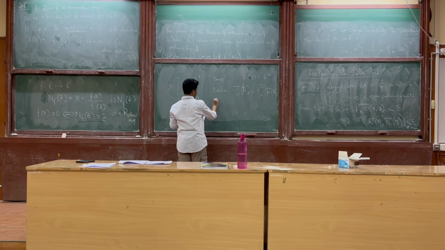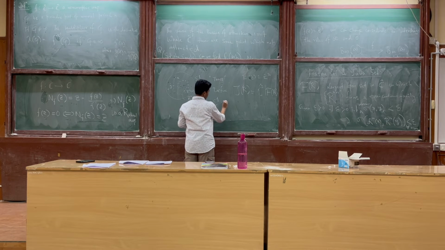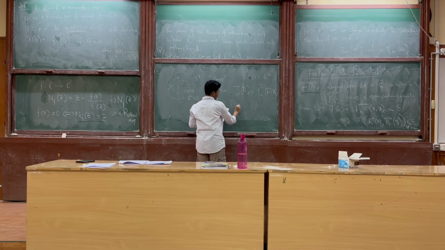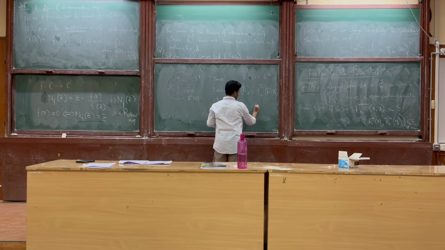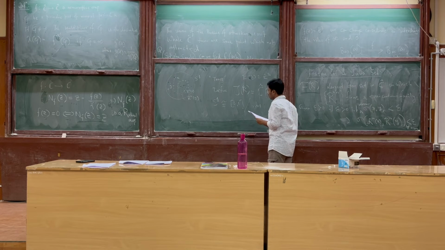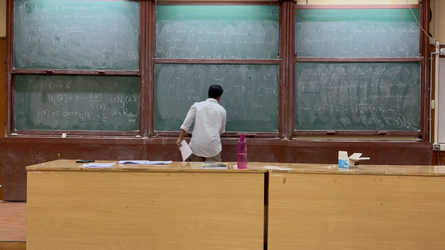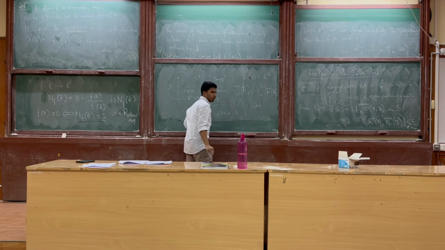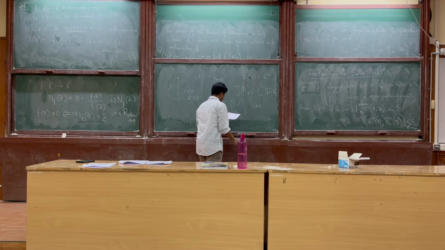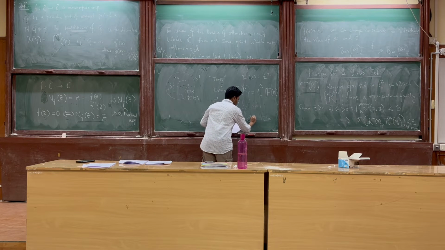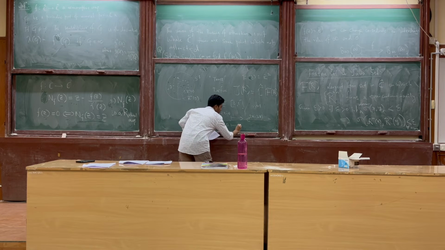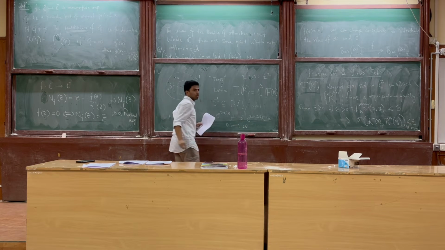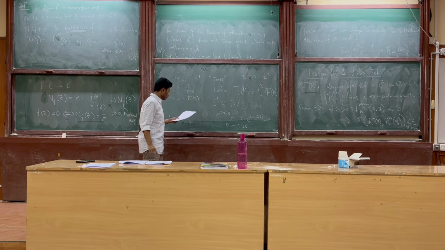So we have S1. So we know this: 0 is identified with 1. Now, if we have theta, this will go to e to the power 2 pi i. Basically, what is happening? Theta goes to 2 theta. Okay.